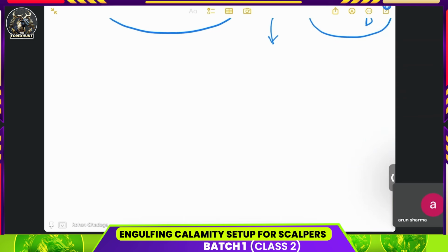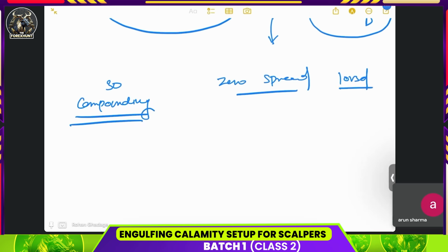Now coming to the compounding time frame. Compounding, sorry. So compounding simply means depositing small, withdrawing big. For example, you have a zero spread account. Okay, you have 10 USD. So what will you do? You will make a setup on H4, M30, and M15. You will make it more precise.